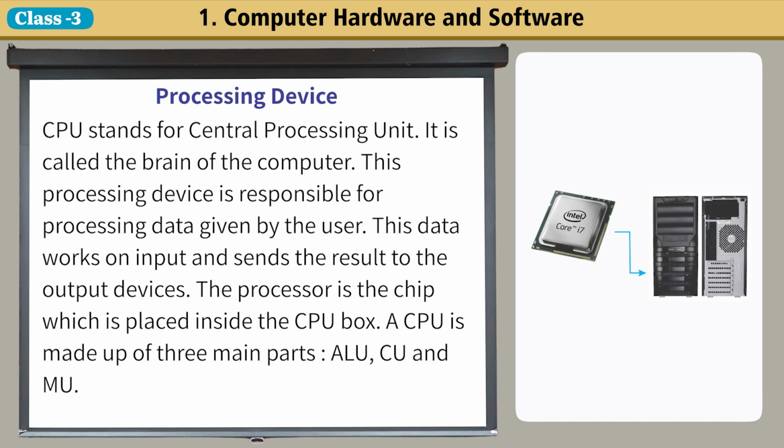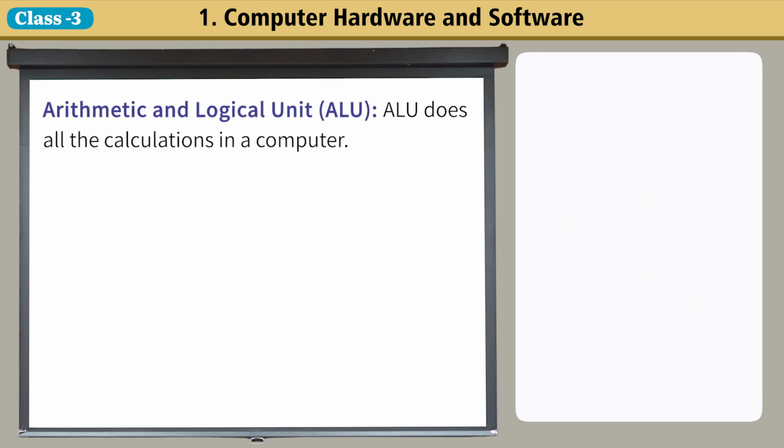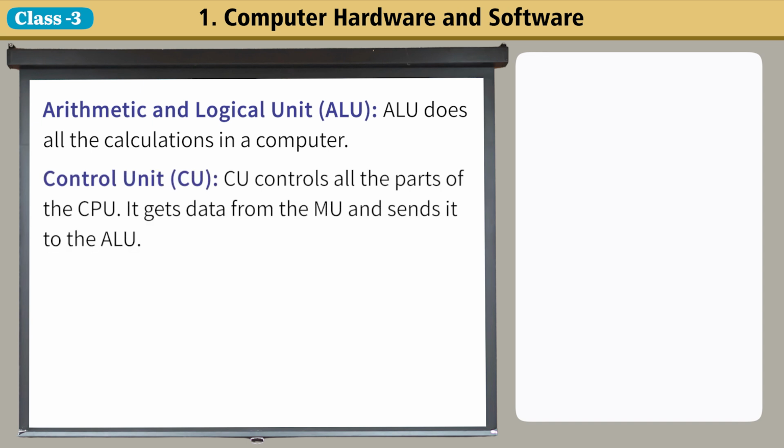A CPU is made up of three main parts: ALU, CU, and MU. Arithmetic and logical unit. ALU does all the calculations in a computer. Control unit. CU controls all the parts of the CPU. It gets data from the MU and sends it to the ALU.